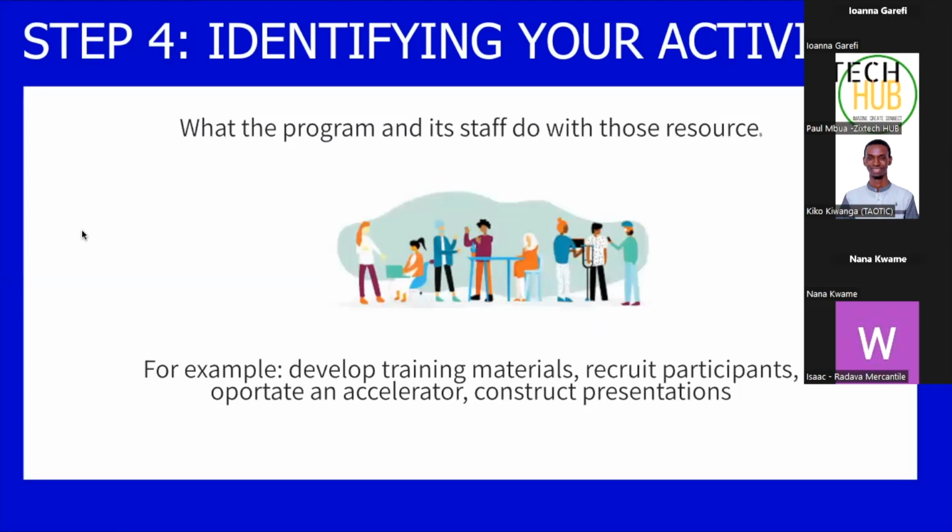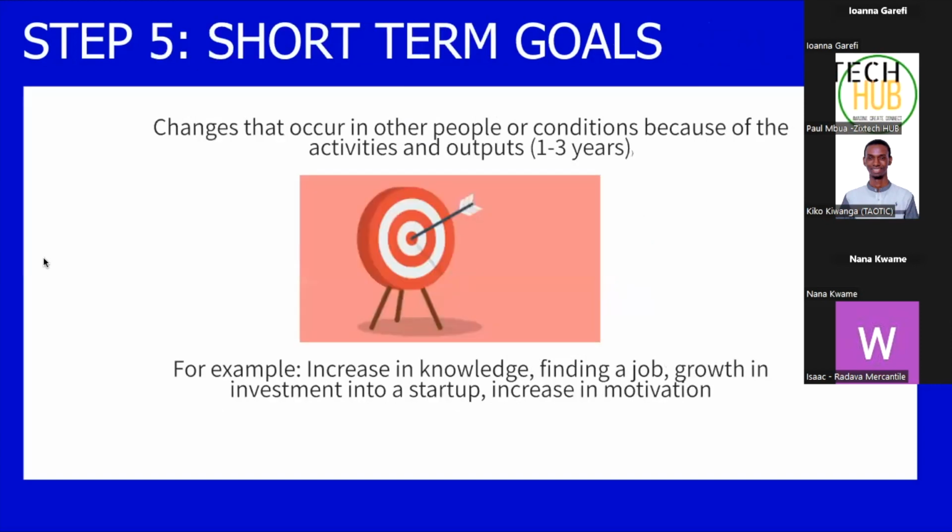Next, what the program and its staff do with these resources. So you take the money, you take the infrastructure, you take the men and women hours working on it, and you do stuff. So you develop training material for female entrepreneurs, you recruit those female entrepreneurs, you operate an accelerator, for example, you construct presentations. So all the things that you do for those beneficiaries with the resources you have. That's the next step of your theory of change.